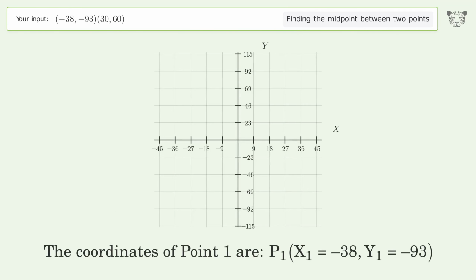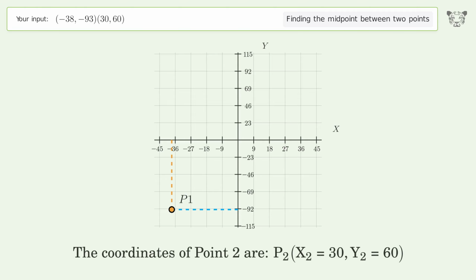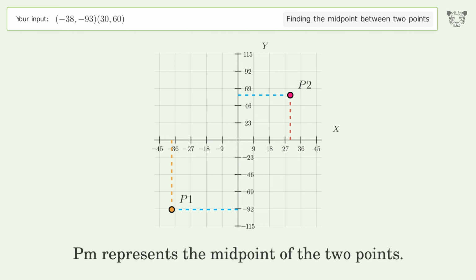The coordinates of point 1 are, x1 equals -38, y1 equals -93. The coordinates of point 2 are, x2 equals 30, y2 equals 60. PM represents the midpoint of the 2 points.